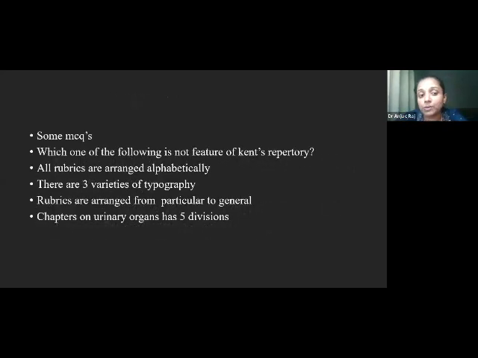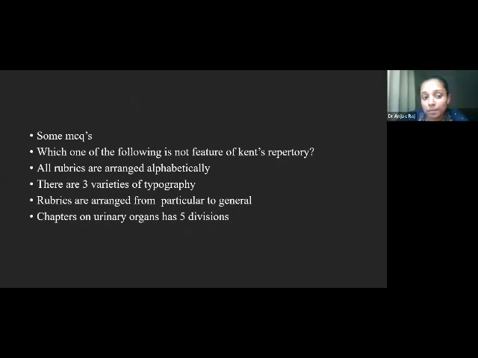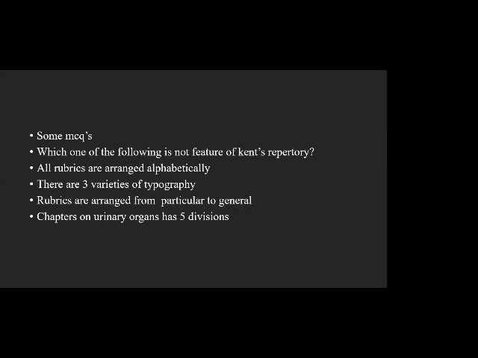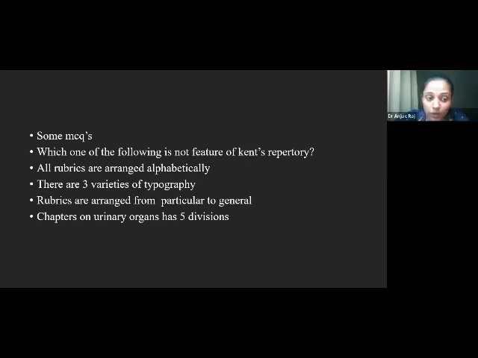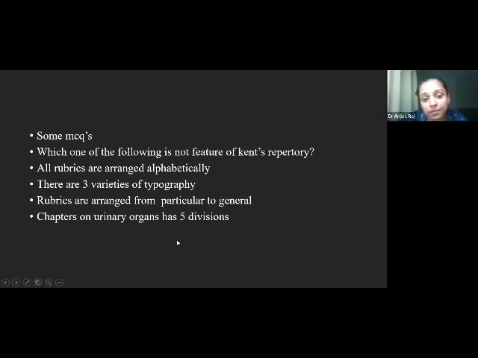Next, some of the previous questions. Which one of the following is not a feature of Kent repertory? All the rubrics are arranged alphabetically. Option C, rubrics are arranged from particular to general. In Kent repertory, rubrics are arranged from general to particular. So the merits and demerits sometimes like this may be asked. So you just go through. Okay.